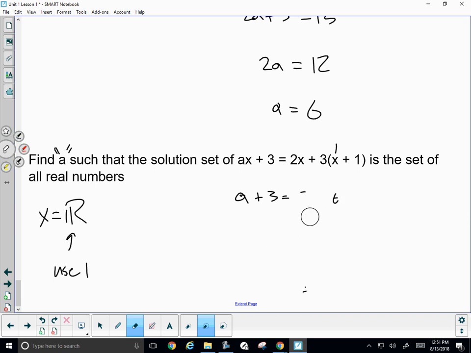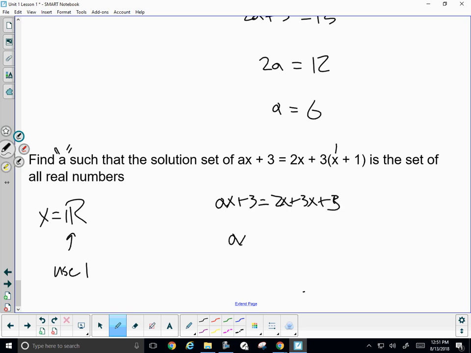Other way to do it is just to simplify and see what's going on here. We get ax plus 3 is equal to 2x plus 3x plus 3. This is ax plus 3 is equal to 5x plus 3. And we can see, okay, ax plus 3, 5x plus 3. This is so messy. I'm going to start again.